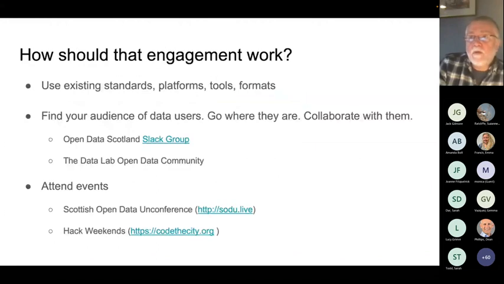So, coming back to the question of engagement, which I spoke about, if we are going to use that three U's model, how should government engagement work?